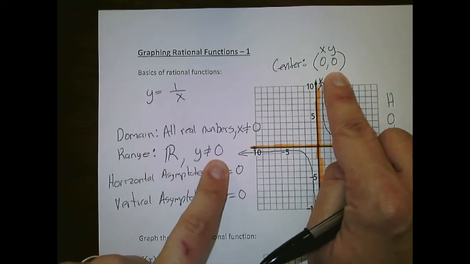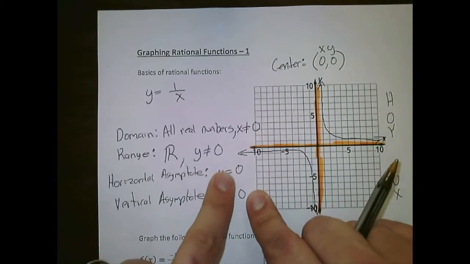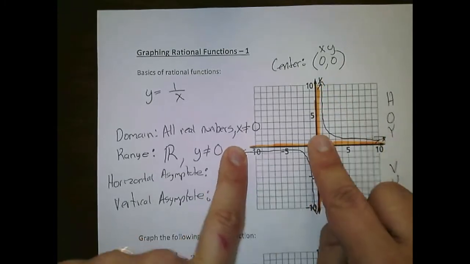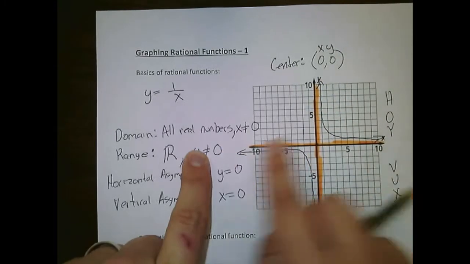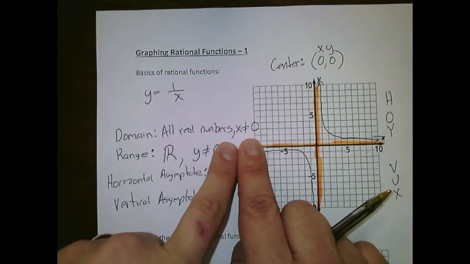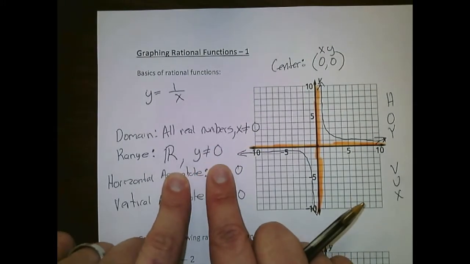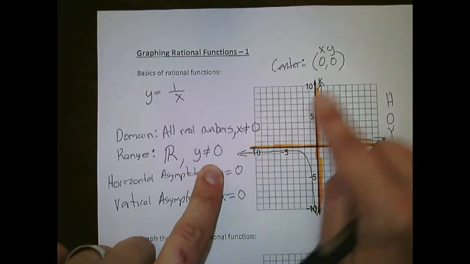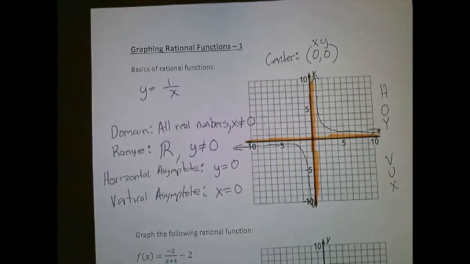Also from the center point. So yes, they're all zeros here, but they come from the center point where those asymptotes crisscross. So I can have all x values except for 0. I'm going to receive all y values except for 0. So this is a basic rational function.